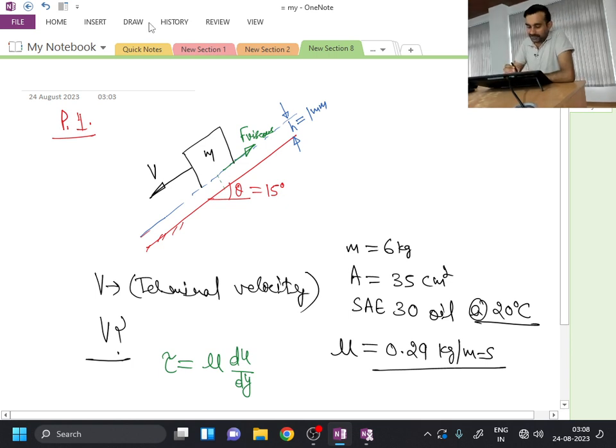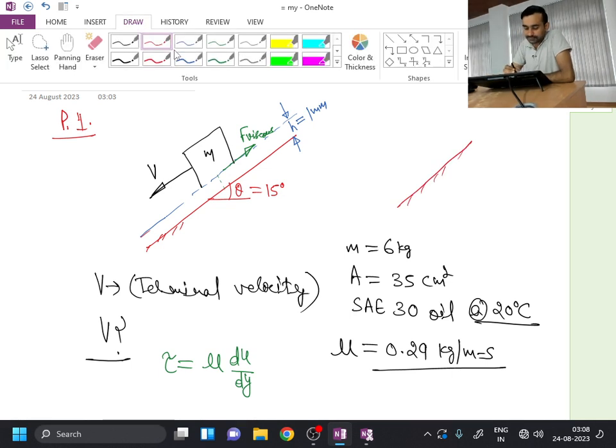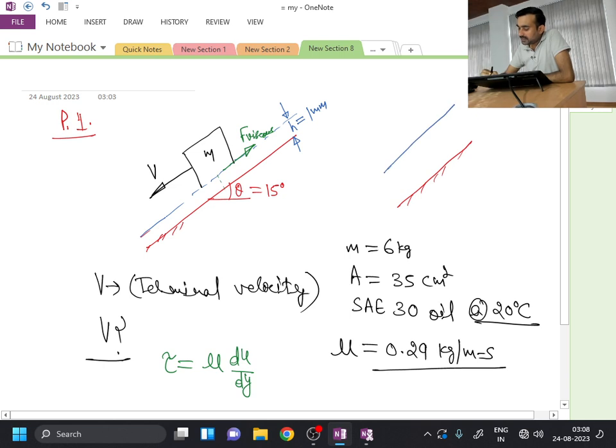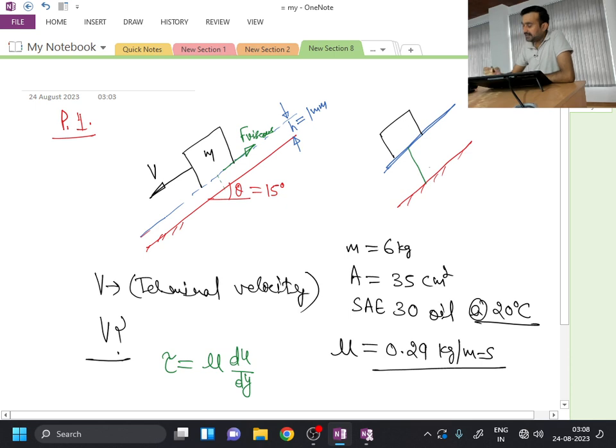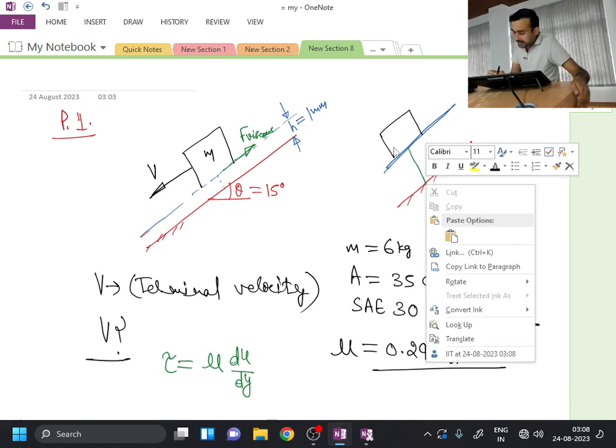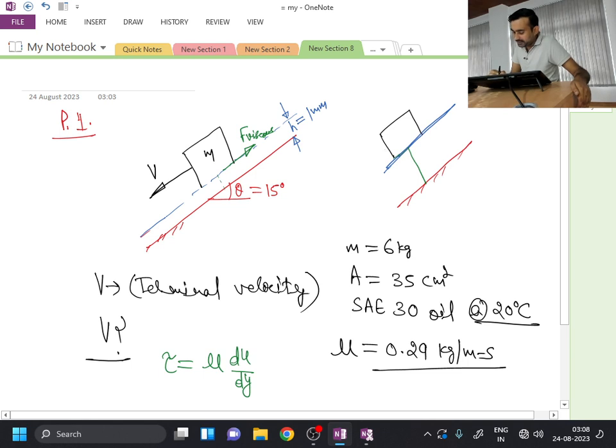If I draw the enlarged view of the liquid film, then this is my solid surface and say this is the film over here and here I am having the solid surface. If I take any cross section within the film, then at this point, because solid is stationary, the velocity of the liquid will be 0. But at this point, this solid is moving down with velocity v, so whatever liquid layer is at this point will also have velocity v.